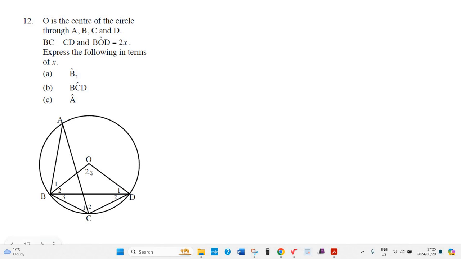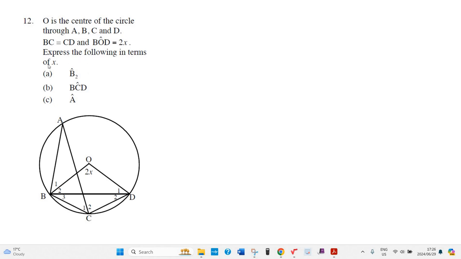A equals D2. There's an angle at the center. I know how big that has to be, and things like that. BOD is 2x, so that tells me what A is. It tells me what D2 is, right? Because we've got all those reasons to be able to do that. Okay, let's see what I did.